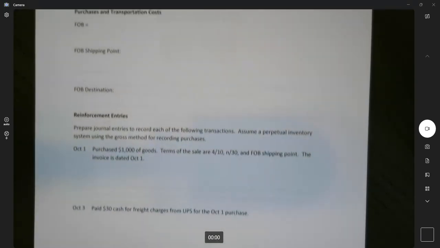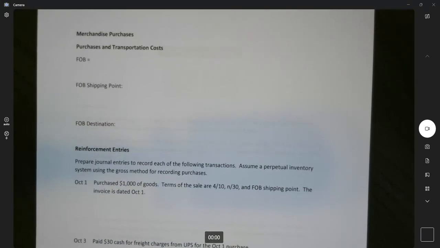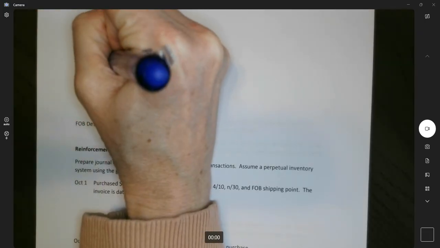Turning the page. Now, we will start to look at merchandise purchases. In terms of some additional information you need to know for purchases in terms of transportation costs, there is this thing that we call FOB, which stands for free on board.